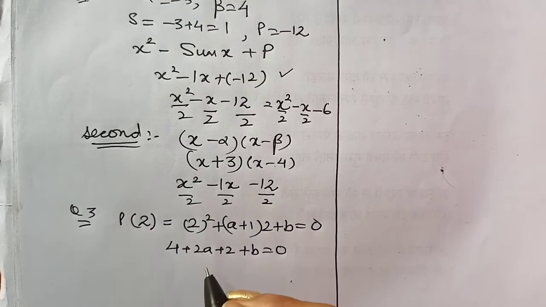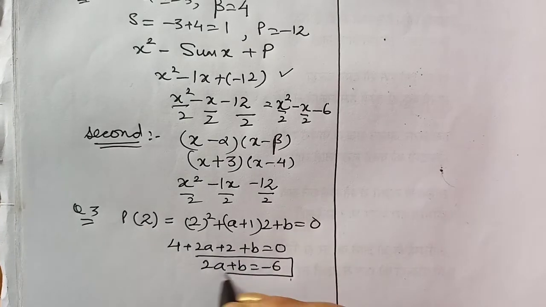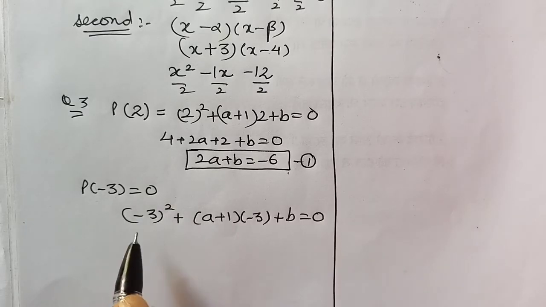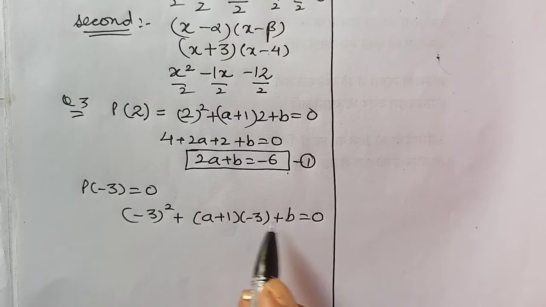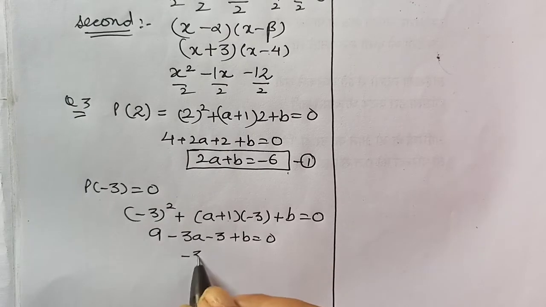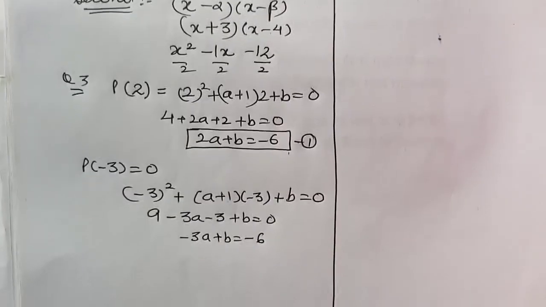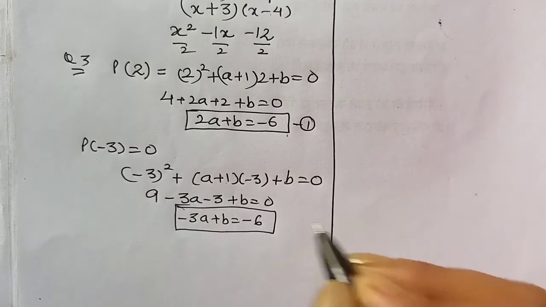Let's solve it. So this gets me 2a plus b is equal to minus 6. Let me name this as the first equation. So p of minus 3 is minus 3 square plus a plus 1 into minus 3 plus b is equal to 0, and I get minus 3a plus b is equal to minus 6. I hope that you are okay with the calculations. Now this is the second equation.